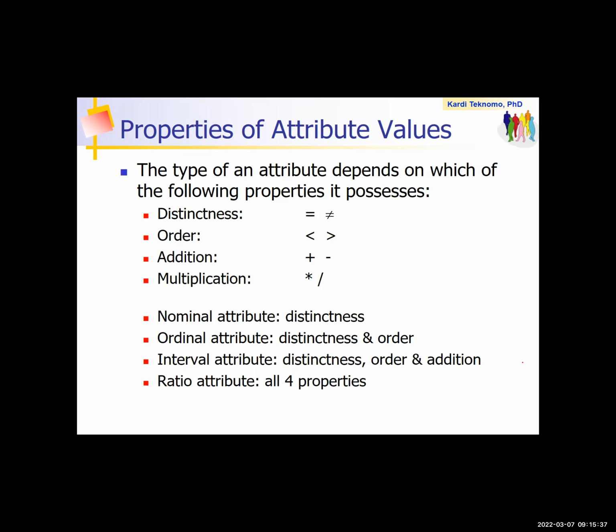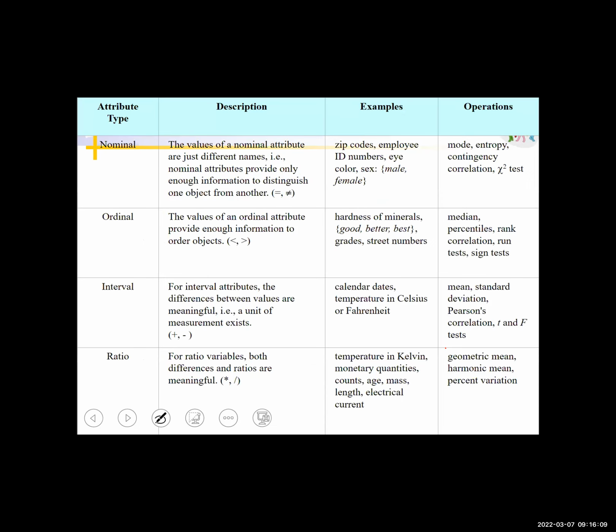An ordinal attribute will have both distinctness and order. You will have larger or equal, or smaller or equal. So utility is basically ordinal. Now, an interval attribute will have distinctness, order, and addition. When I say addition here, it can be subtraction. While the ratio attribute will have all these four properties. Is it clear?